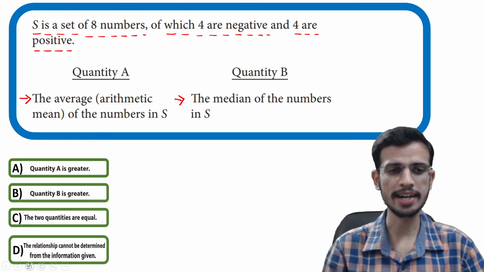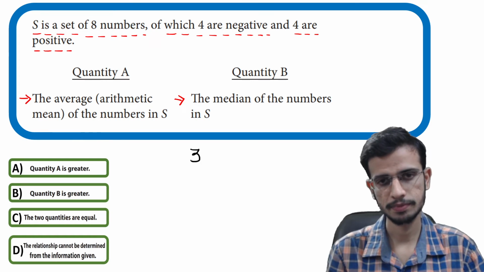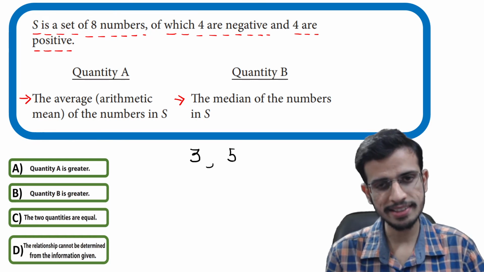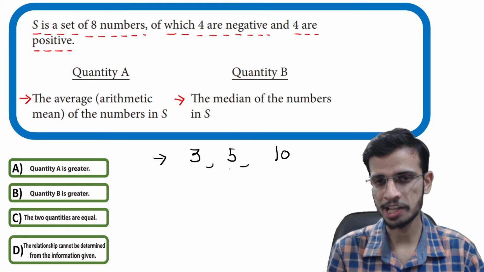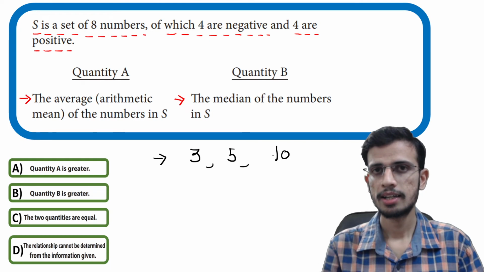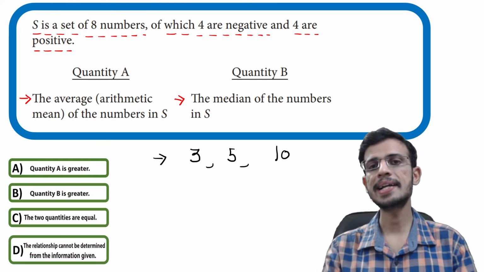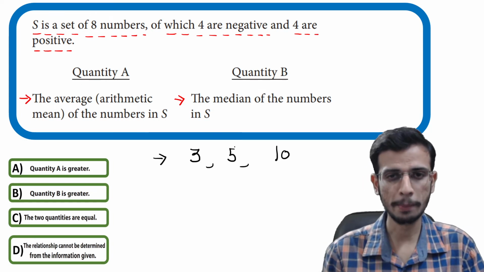How to find median, right? If you have this sequence, I have arranged this sequence in ascending order. Then the physically middle term will be the median. It has nothing to do with mean. So median will become 5.